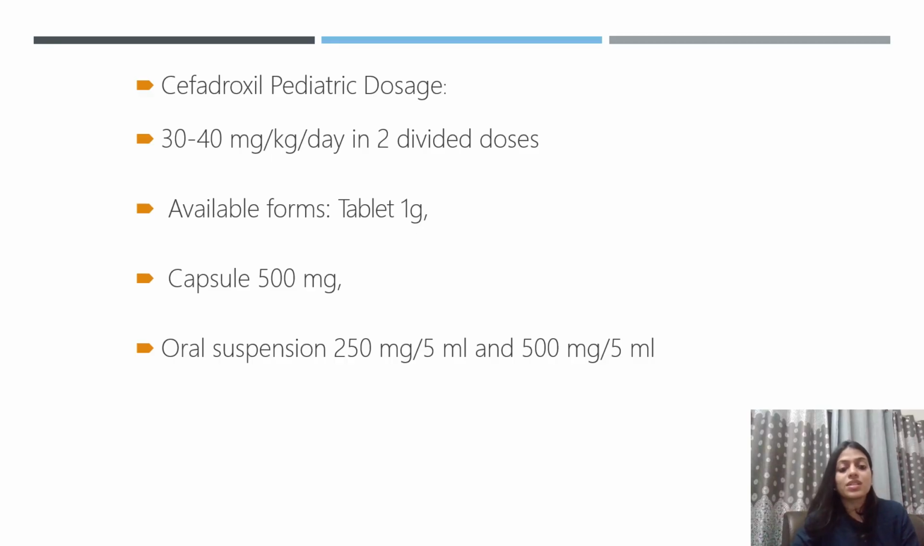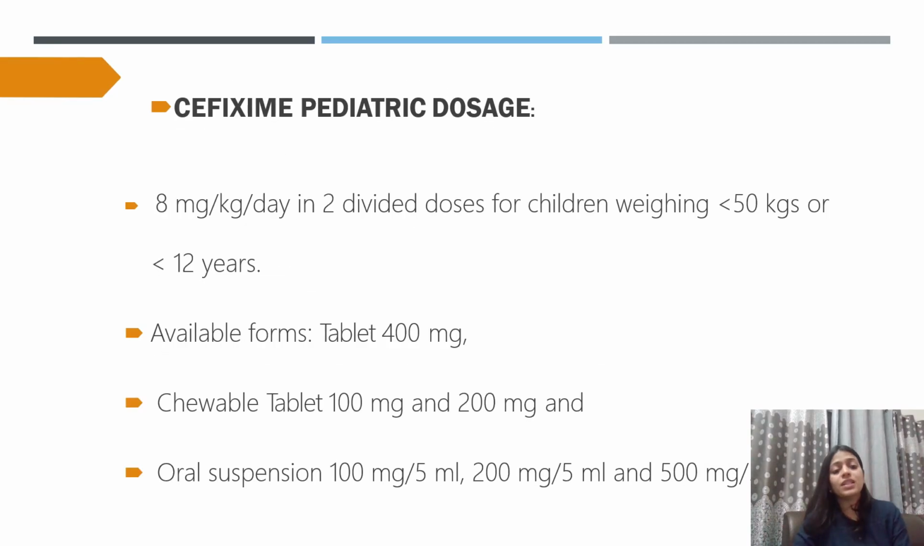Cefadroxil pediatric dosages are 30 to 40 milligram per kg per day in two divided doses, and it's also available as a tablet, as a capsule and oral suspension. Then comes cefixime. Cefixime should be given 8 milligram per kg per day in two divided doses for children who are less than 50 kgs or less than 12 years. And the available forms are tablet 400 mg, chewable tablet of 100 mg and 200 mg, and oral suspension, 100 mg per 5 ml, 200 mg per 5 ml, and also 500 mg per 5 ml.